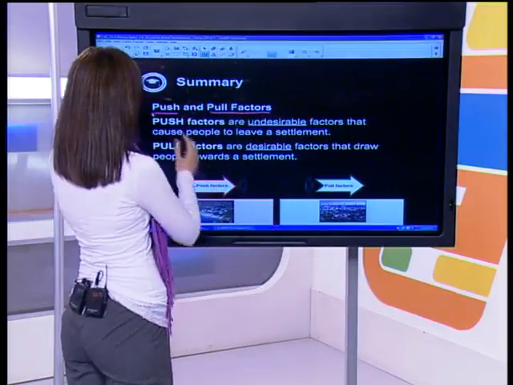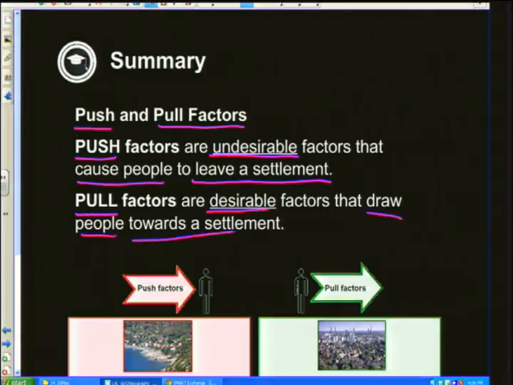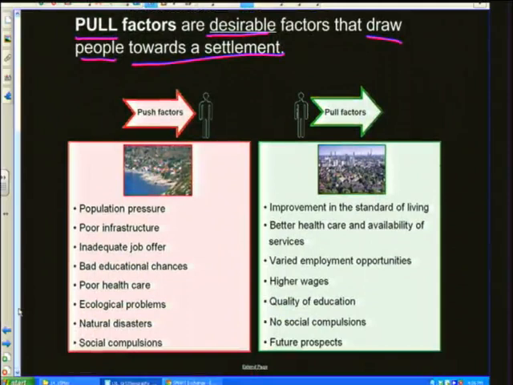Let's have a look at some of those push and pull factors. Firstly, the definition: push factors are undesirable, so nasty things that cause people to leave a settlement. Pull factors are desirable factors that draw people towards a settlement. Now, in your textbooks, and if you just Google push and pull factors, it'll come up with a variety of things. So push factors, those are the things that are not so nice.